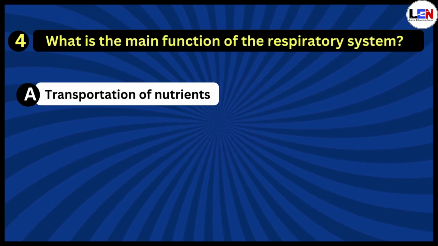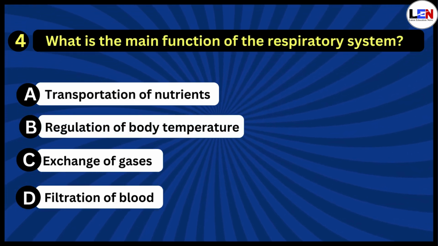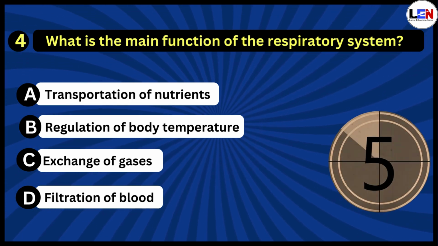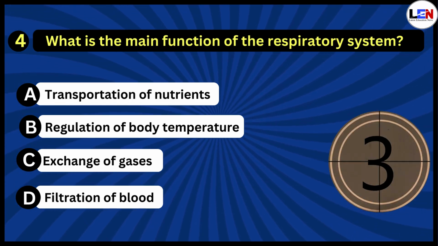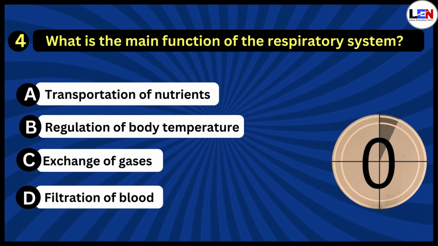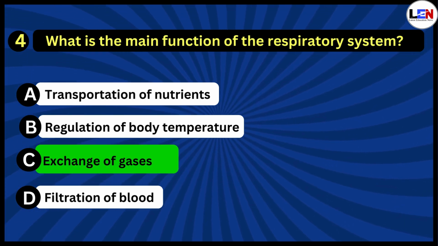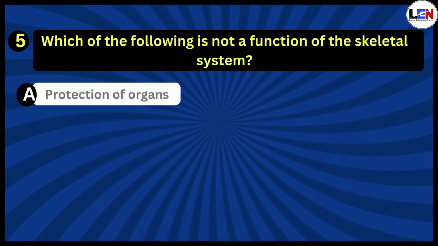Ribosome. What is the main function of the respiratory system? A. Transportation of nutrients. B. Regulation of body temperature. C. Exchange of gases. D. Filtration of blood. The correct answer is option C.